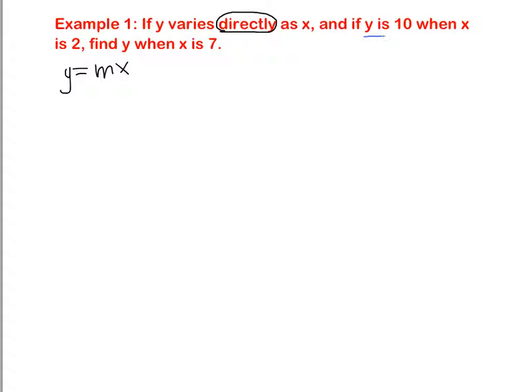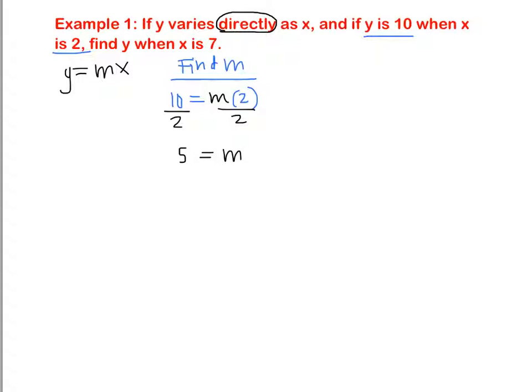So it says if y is 10 when x is 2. So this is step 2 now, we're finding our m. It says y is 10 when x is 2, we'll be able to solve for our m. And in this case, we can do that by just dividing by 2 on both sides, and we'll get that m is 5. The final step then is always to go ahead and find what they're asking for. So it says find y when x is 7.